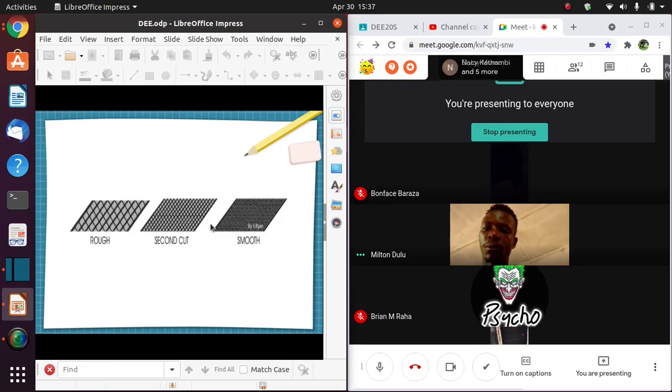For the grade of cut, we have the rough, we have the second cut, we have smooth, we have bastard, we have super smooth. There are so many.